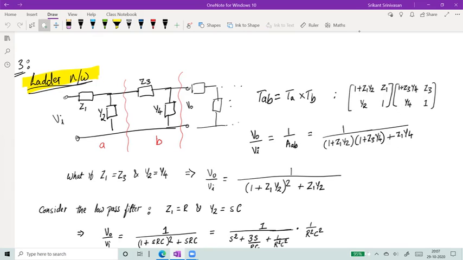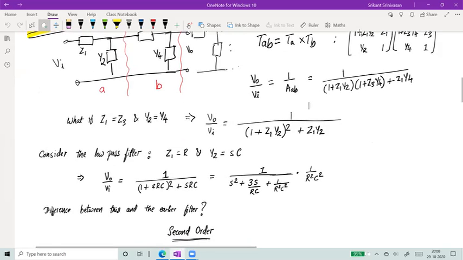What if Z1 is equal to Z3? That means I'm exactly repeating the same section. If A and B are exactly the same, then what happens to this formula? So if Z1 is equal to Z3 and Y2 is equal to Y4, then what I can show is that the denominator becomes (1 plus Z1 Y2) whole square plus Z1 Y2, right?